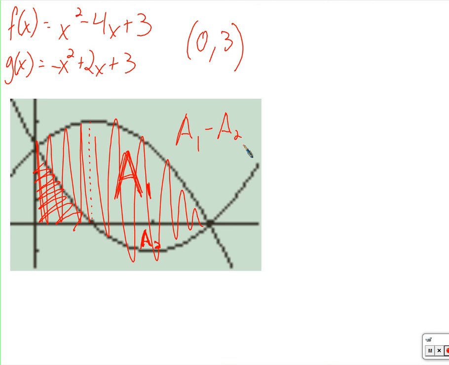So how are you going to find the area between these two curves? That's the definite integral from 0 to 3. What's that?